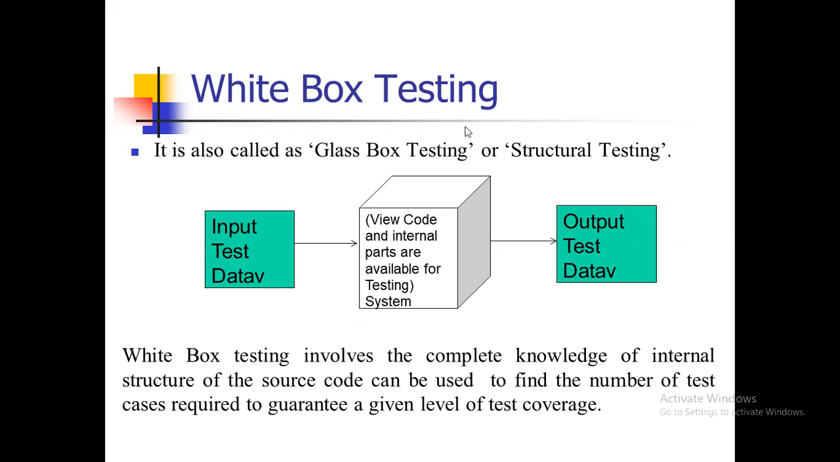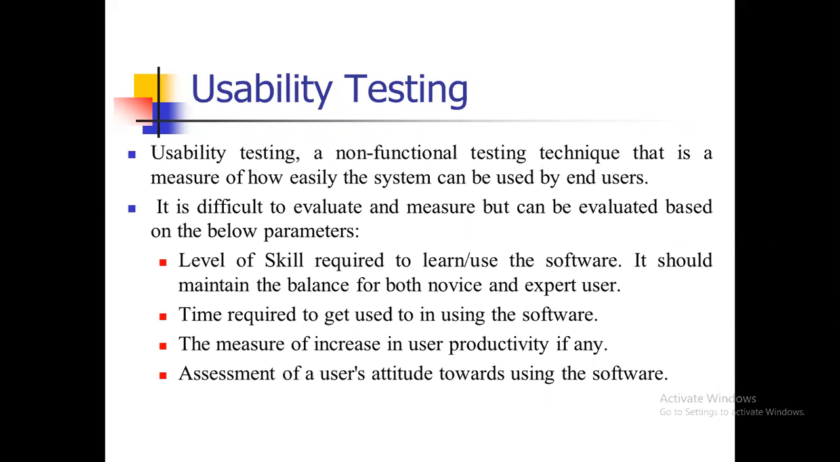Then the next type of testing is usability testing. This is one of the user acceptance tests. This test works as a bridge between the user requirements and the developed system. Usability testing is one of the user acceptance testing, and it works as a bridge between the user requirements and the developed system. So it counts in terms of effectiveness, efficiency, and satisfaction.